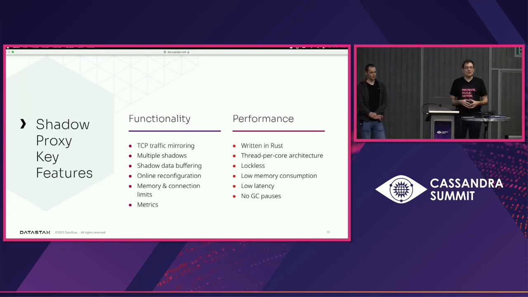It has memory and connection limits so that it can protect itself from being overloaded. For example, a customer could open thousands of connections and we must be ready to handle that and must not overload the system. It also supports metrics, because when running in production, of course, we want to see what's happening. As for performance, it was written in Rust because of reliability, performance, and predictability of performance. The architecture is thread per core, so it's very efficient. We can also handle many thousands of sessions in very low memory, because Rust gives us the ability to control how much data we allocate. It's extremely efficient at that.